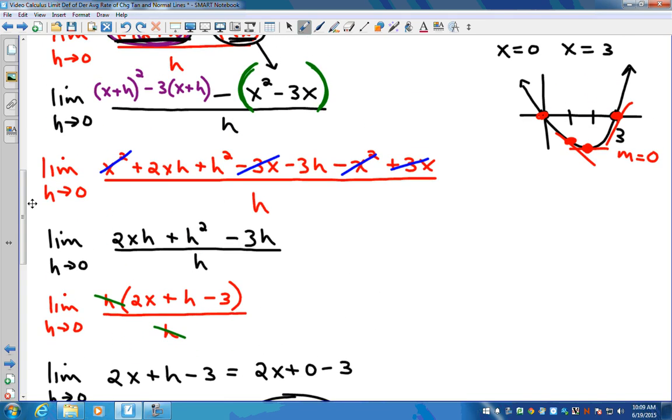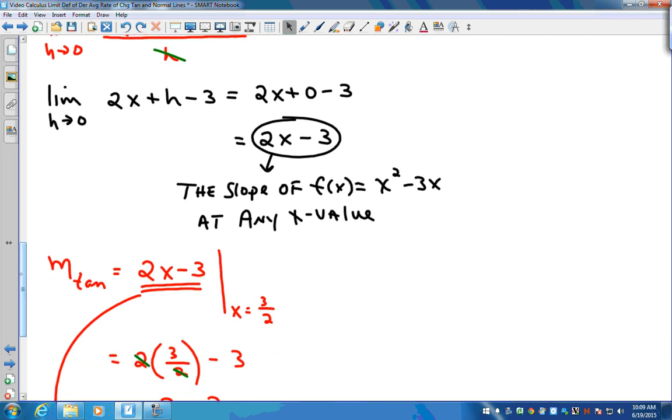So we could go anywhere. That's the beauty of this formula, is once we get, I call this the general derivative, or the general slope, or the slope of the curve at any x value. Once we have that, now we can go and find the slope at any x value.